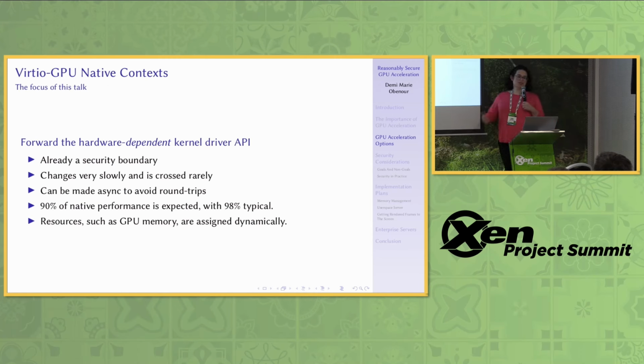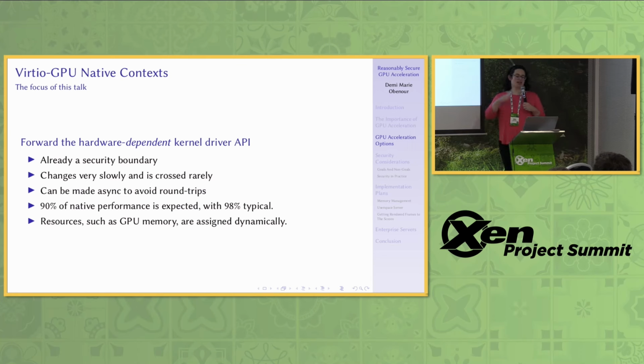The focus of this talk is VirtIO GPU native contexts. These forward the hardware-dependent kernel driver API. This is already a security boundary because user space to kernel on Linux is also a security boundary. Whether we trust it enough, that's another question, but it is a security boundary.